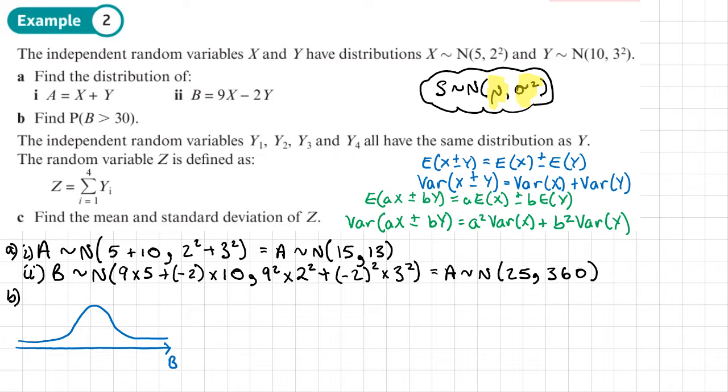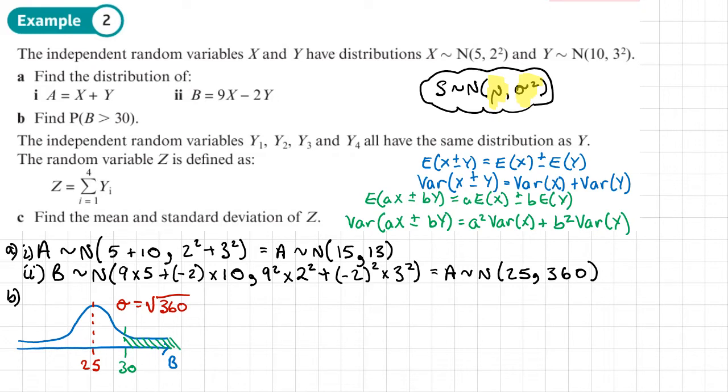And we've seen that B has a mean of 25 and it's going to have a standard deviation of square root 360. And we want to find the probability that it's less than 30. So we'll do this on our calculators. And I've realised it should be greater than 30. I've just shaded less than 30, so let's correct that. So we'll put this back on here and we'll shade the correct side now. Greater than 30, there we go.